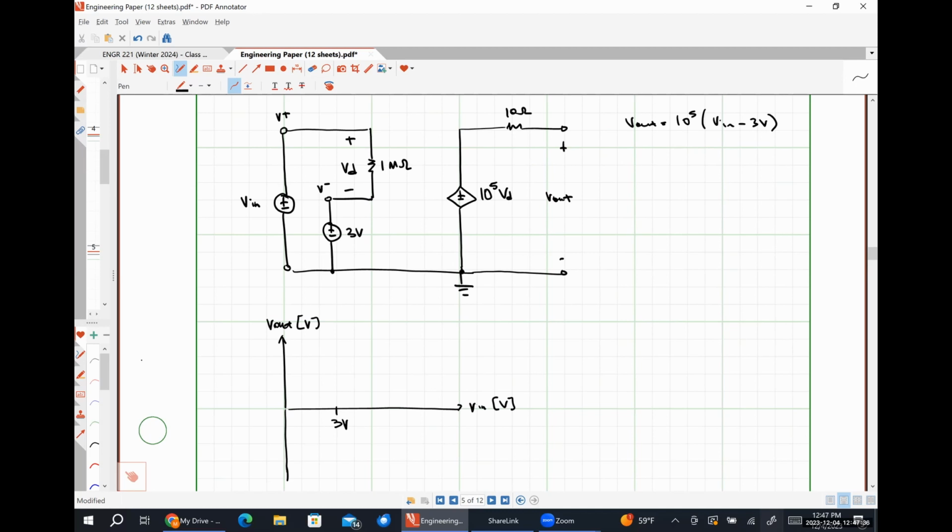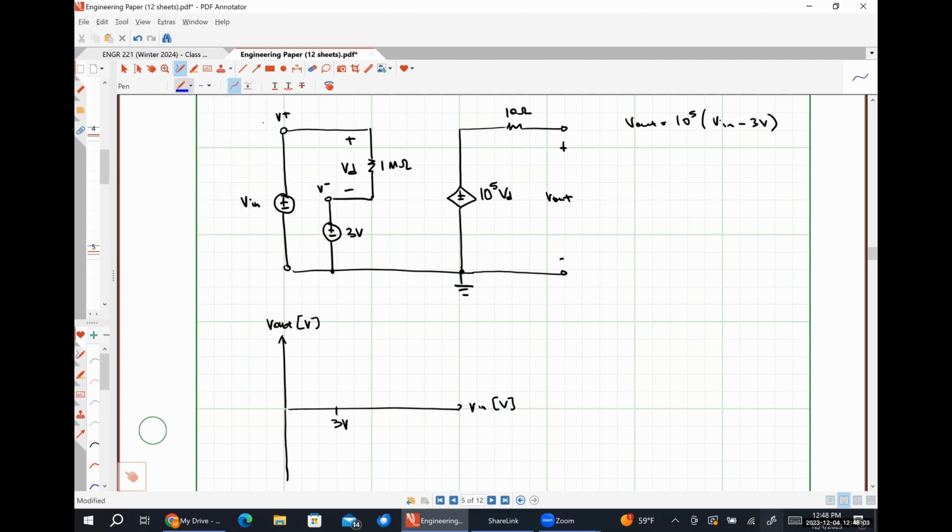So negative 300,000. So 0 minus 3 is a negative 3 times 100,000. All right, so negative 300,000. Now, is negative 300,000 volts more negative than VCC minus? Yes. So what does that mean? Our output is going to saturate to VCC minus.